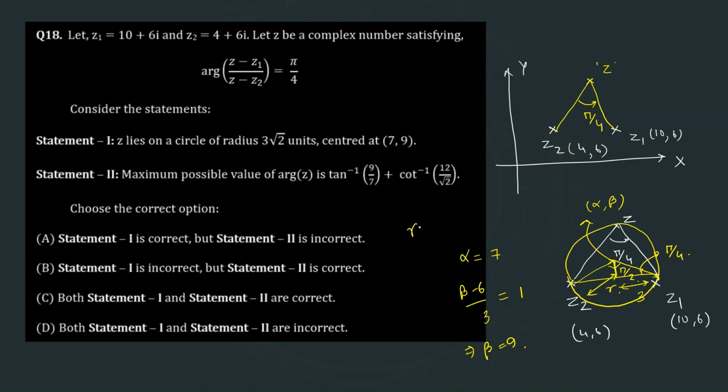And radius, if we calculate, this radius can be determined also by trigonometry. We can say that r divided by this 3 will be equal to cosec pi by 4, which is root 2. So r equal to 3 root 2. That means statement 1 is absolutely correct. Now we have to check statement 2.